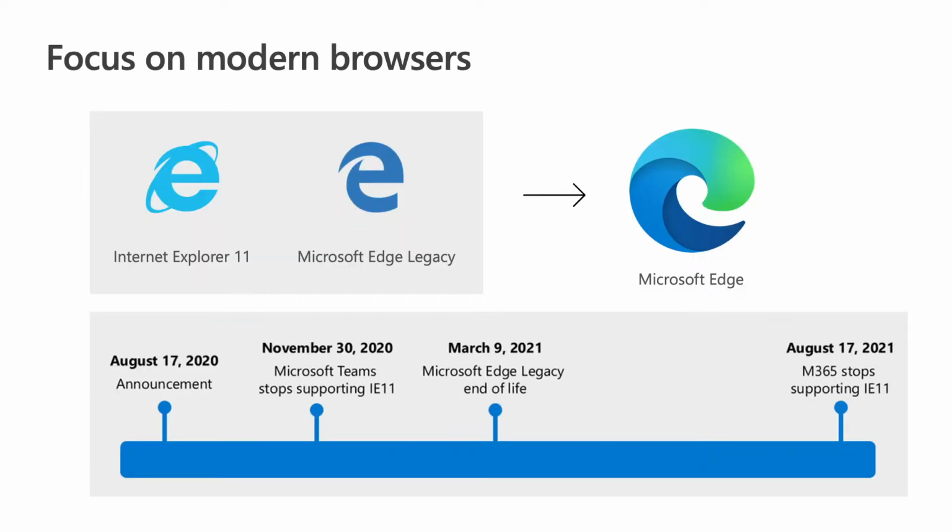Our current performance efforts are primarily focused on optimizing how our users experience our web apps through modern browsers, such as Microsoft Edge, as Internet Explorer 11 and Edge Legacy are being retired in 2021. And we highly recommend you adopt modern browsers if you haven't already, to fully benefit from all the performance work that we're putting into our web applications that take advantage of the modern browser APIs.